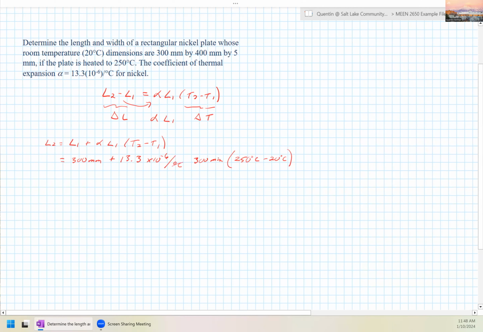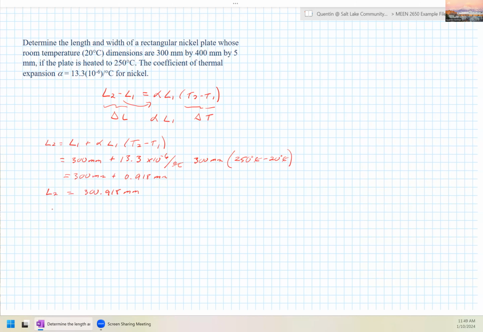So you'll notice the degree C cancels out with these. The final answer is going to be in millimeters, which makes sense because that should be the dimensions. And it ends up being 300 millimeters plus 0.918 millimeters. So L2 is equal to 300.918 millimeters long. So it increased just shy of a millimeter. So let's look at the other one.